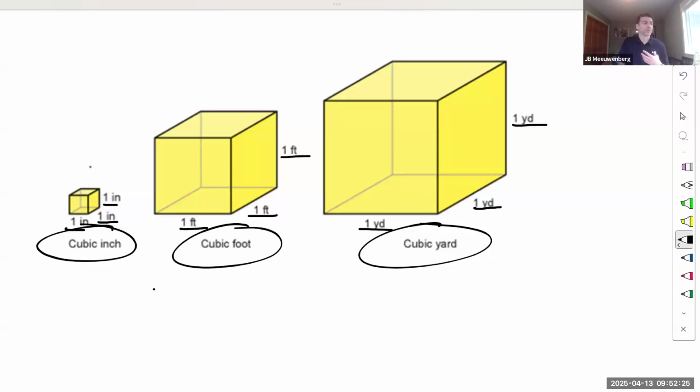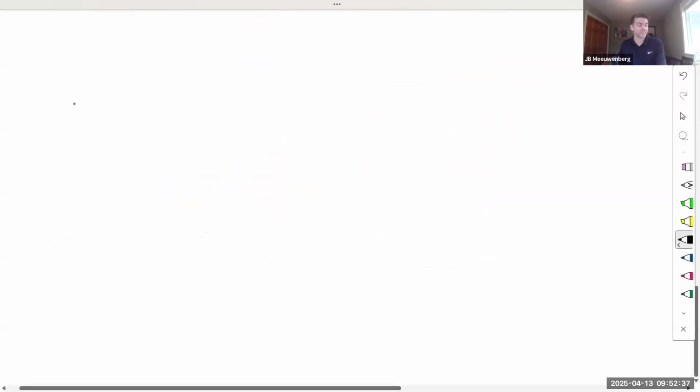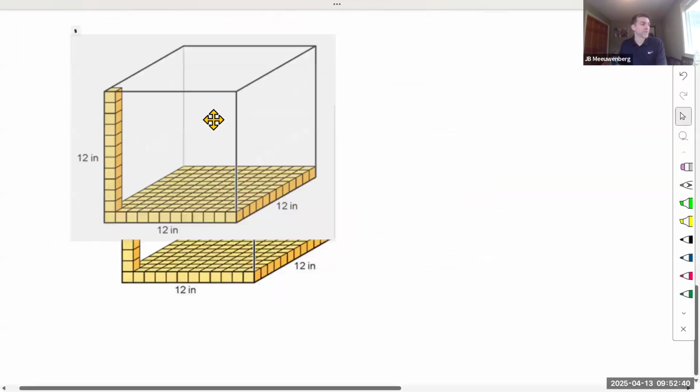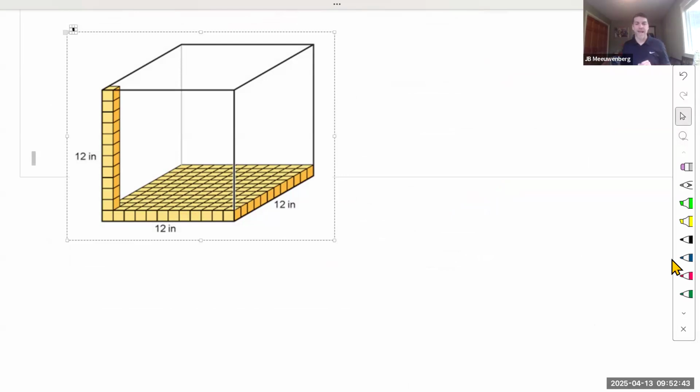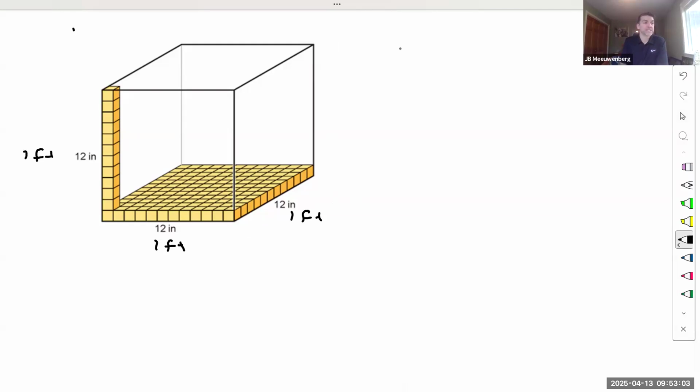It's also important to be able to understand how we would go from one of these to the other. How many cubic inches belong in, say, a cubic foot? So let's take a look at a picture of that. Here is a picture, and just take a moment to analyze it. What you'll notice is this is a picture of a cube, and each side of our cube is 12 inches, which also means each side of our cube is 1 foot. And so we can say that this cube is 1 cubic foot.